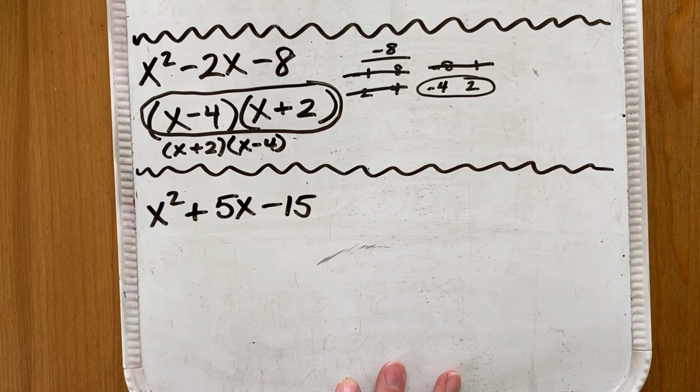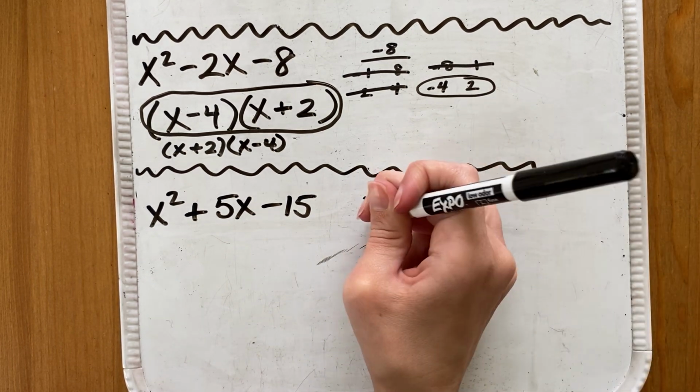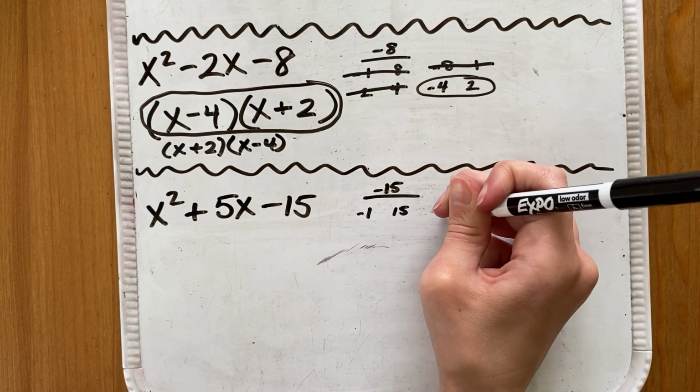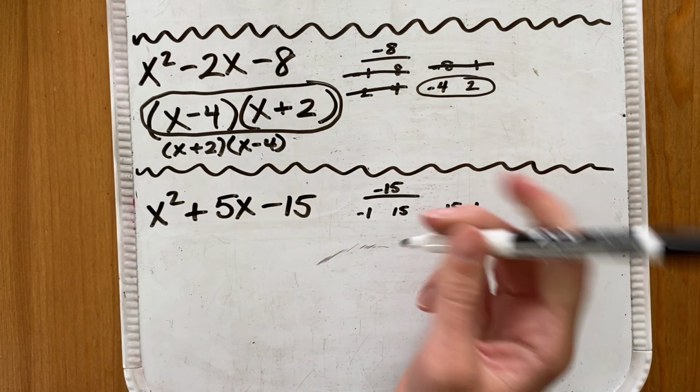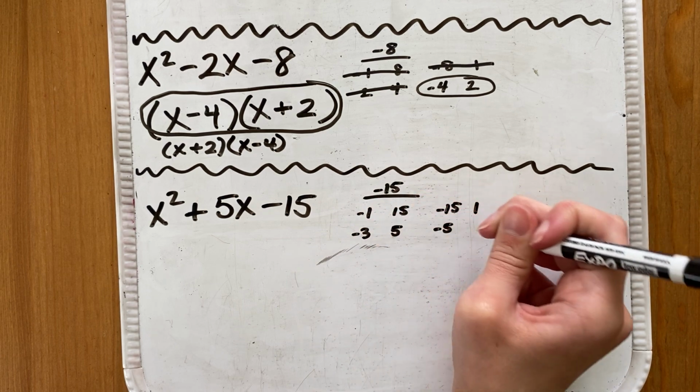All right, one more that's similar to this last one. I'm working on a list for negative 15. So I have negative 1 and 15, or remember, negative 15 and 1. Or I think the only other option is negative 3 and 5, or negative 5 and 3.